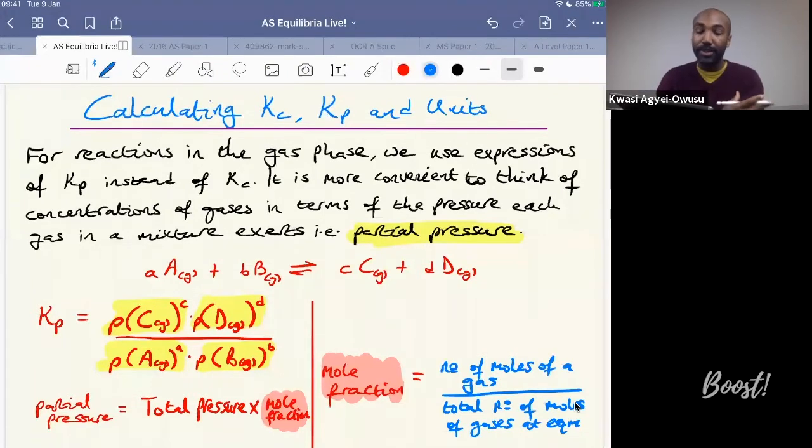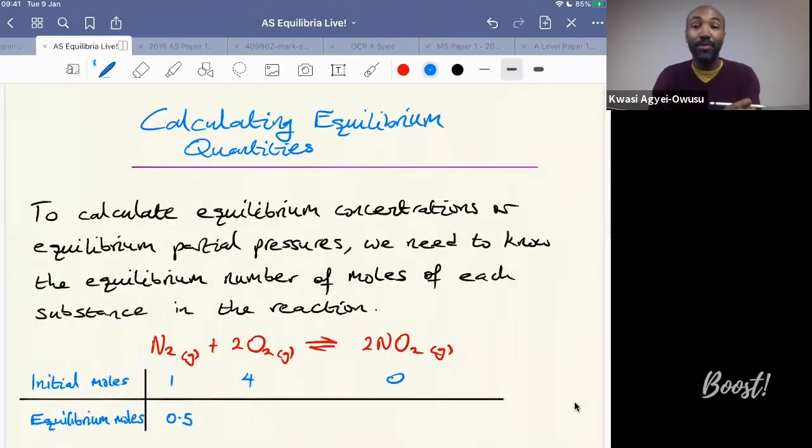So calculating equilibrium quantities is something that is very important as far as getting these calculations right. So to calculate the equilibrium concentrations or equilibrium partial pressures, we need to know the equilibrium number of moles of each of the substances in the reaction. In other words, at equilibrium, we need to know how many moles of each of the reactants there are, and how many moles of each of the products there are. Okay, so let's look at the example shown on the screen.